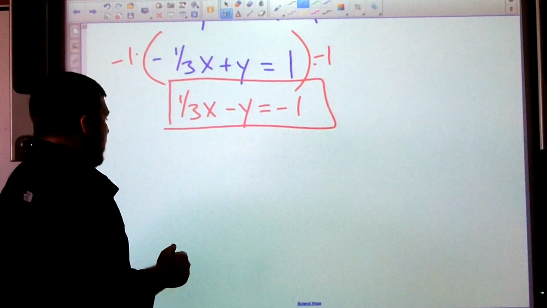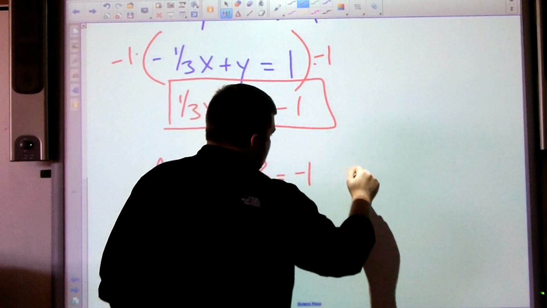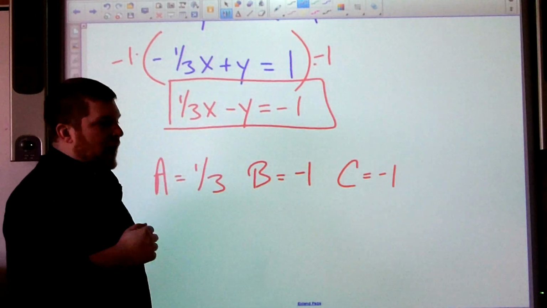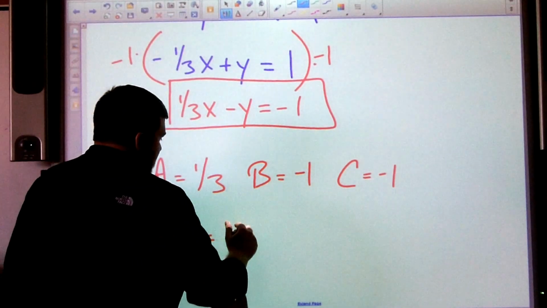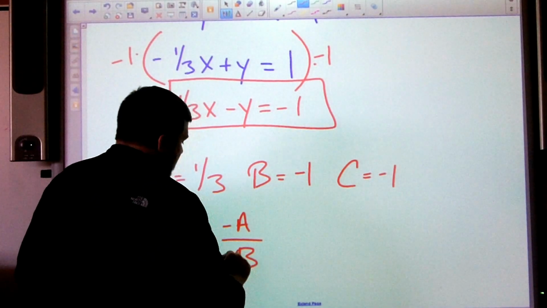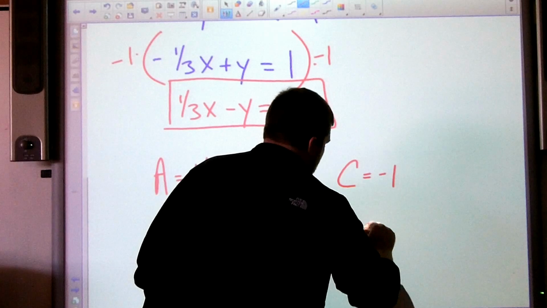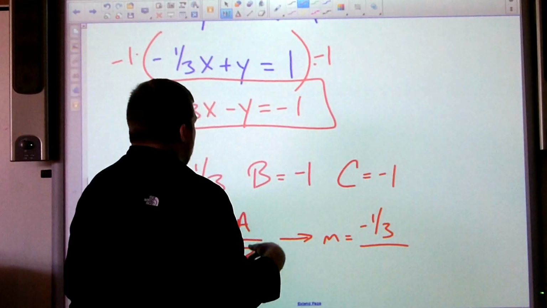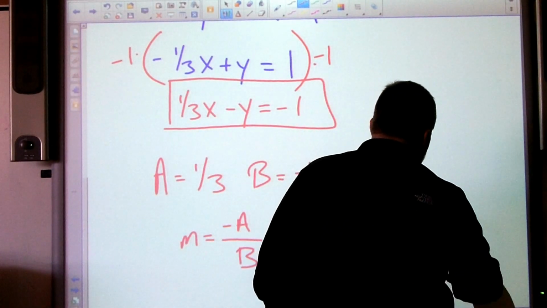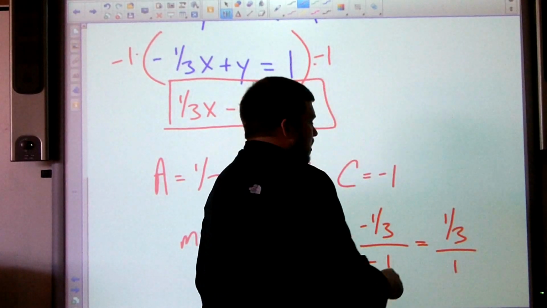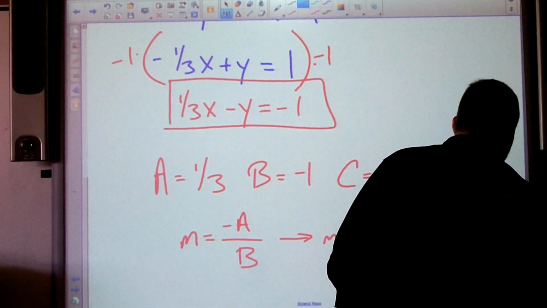Moreover, I know that a is equal to 1/3, b is equal to negative 1, and c is also equal to negative 1. And I can actually use a and b to find the slope, so there's a little trick to find the slope. So m is equal to negative a over b. Well, in this case, we have negative 1/3 divided by b, negative 1. Negative, negative cancels out, gives a positive, so we have 1/3 divided by 1. Well, think about it. Anything divided by 1 is itself, so our slope is 1/3.